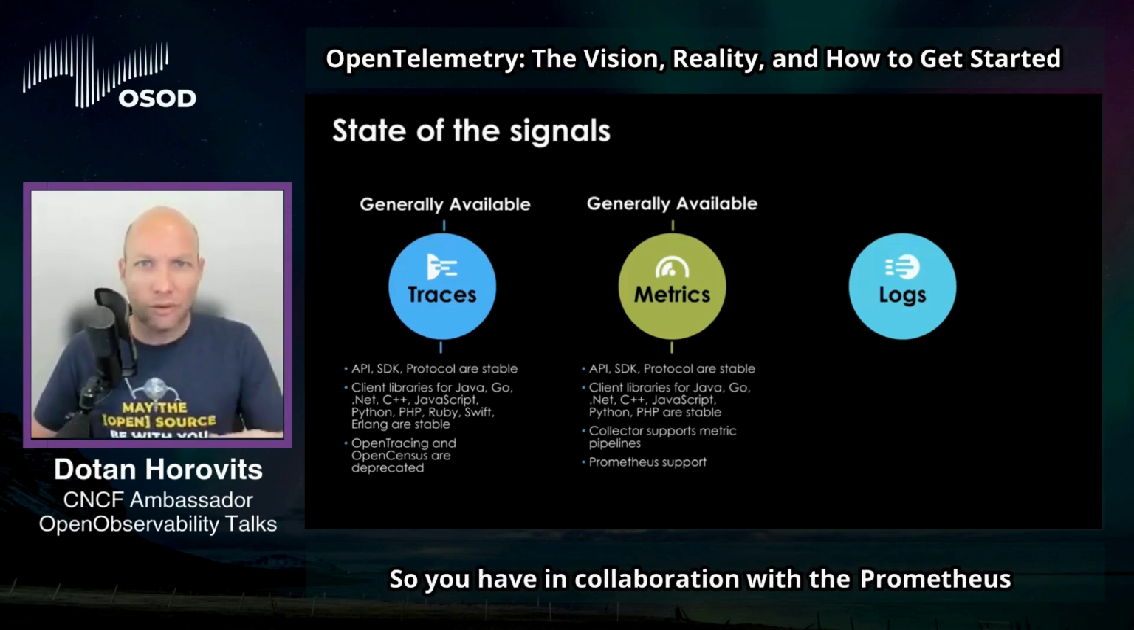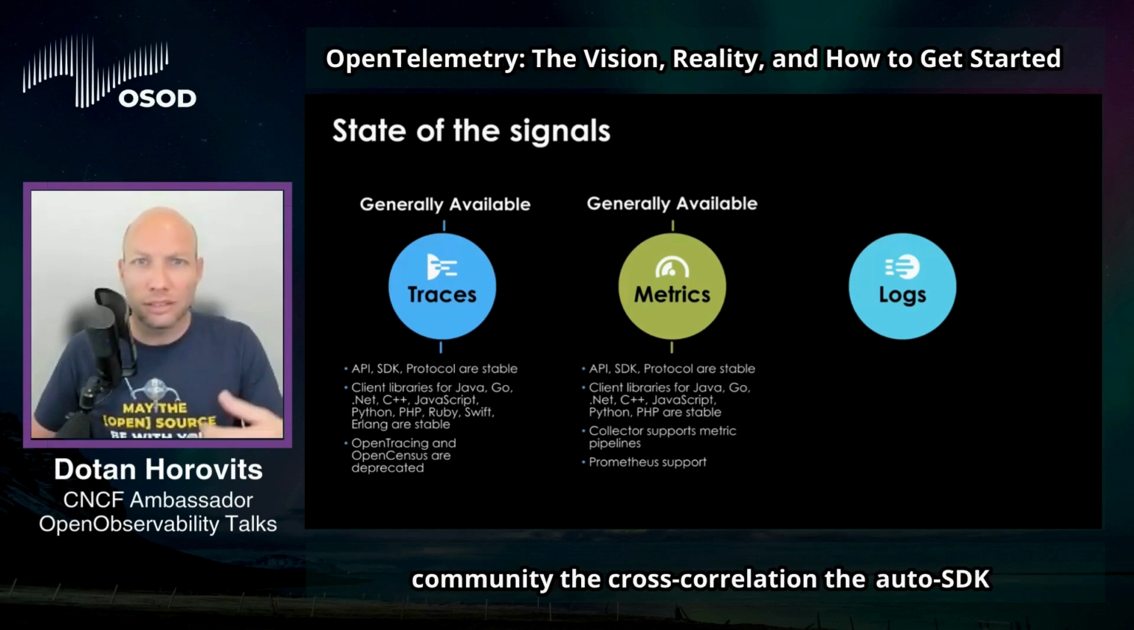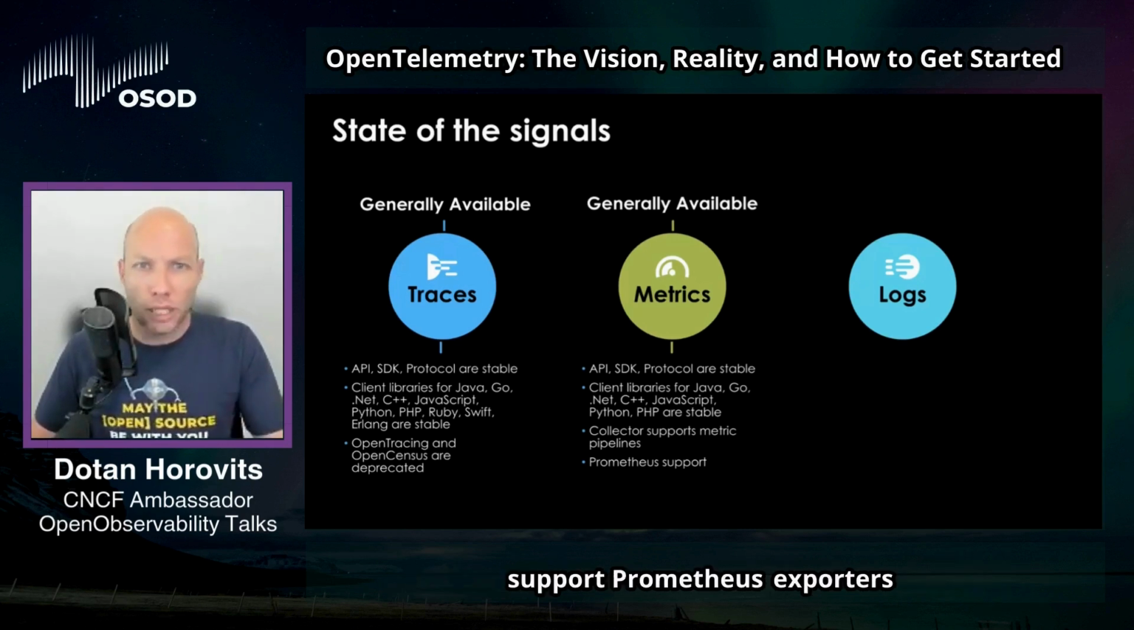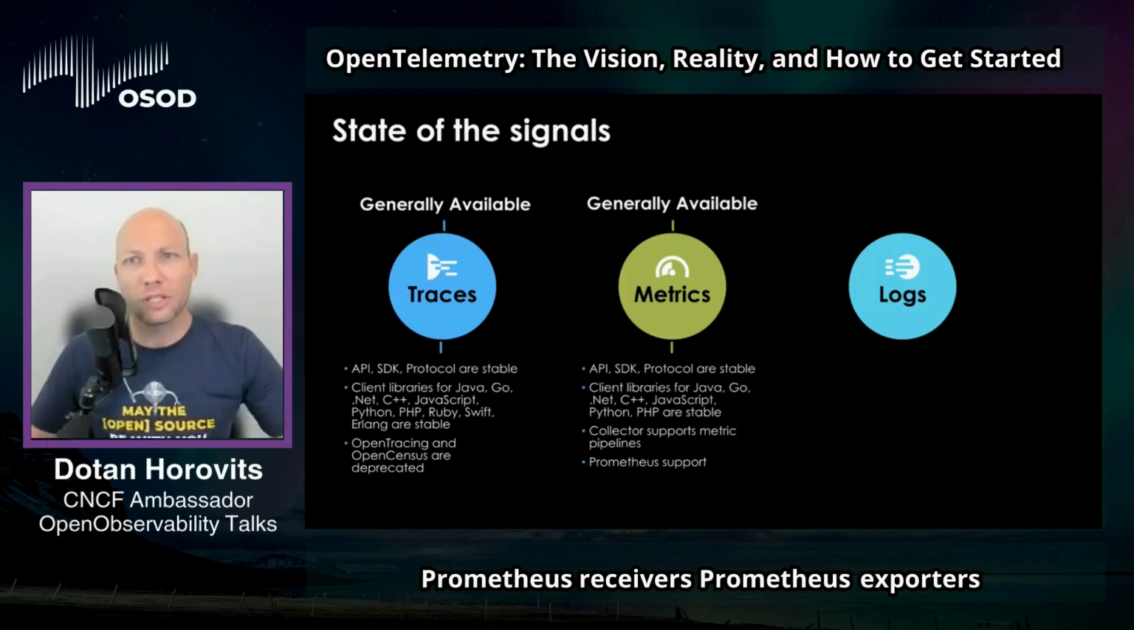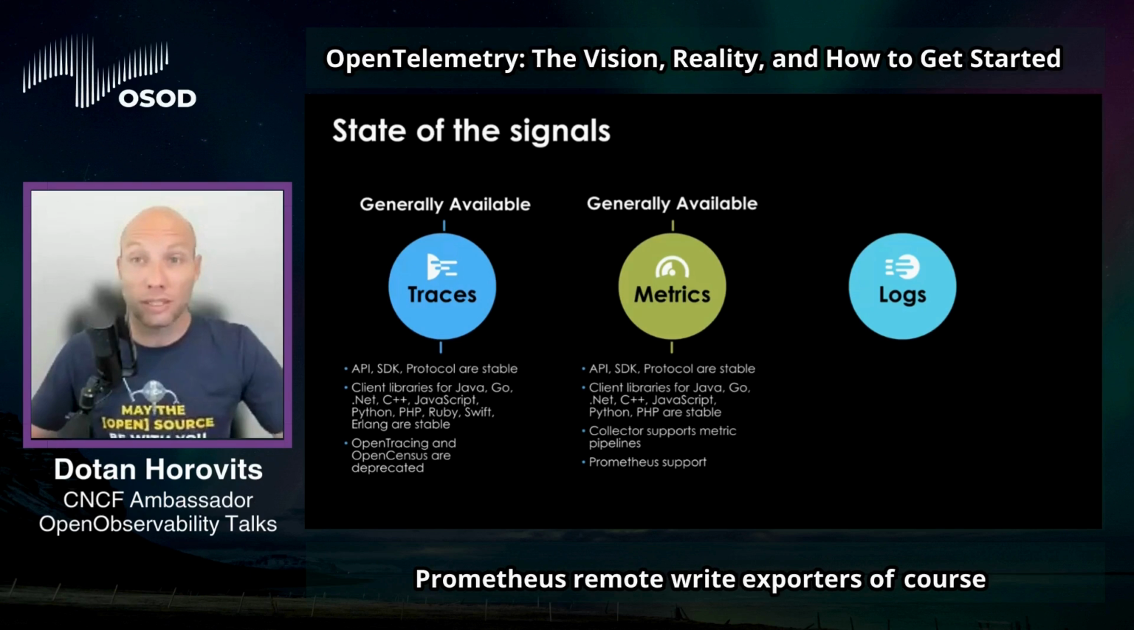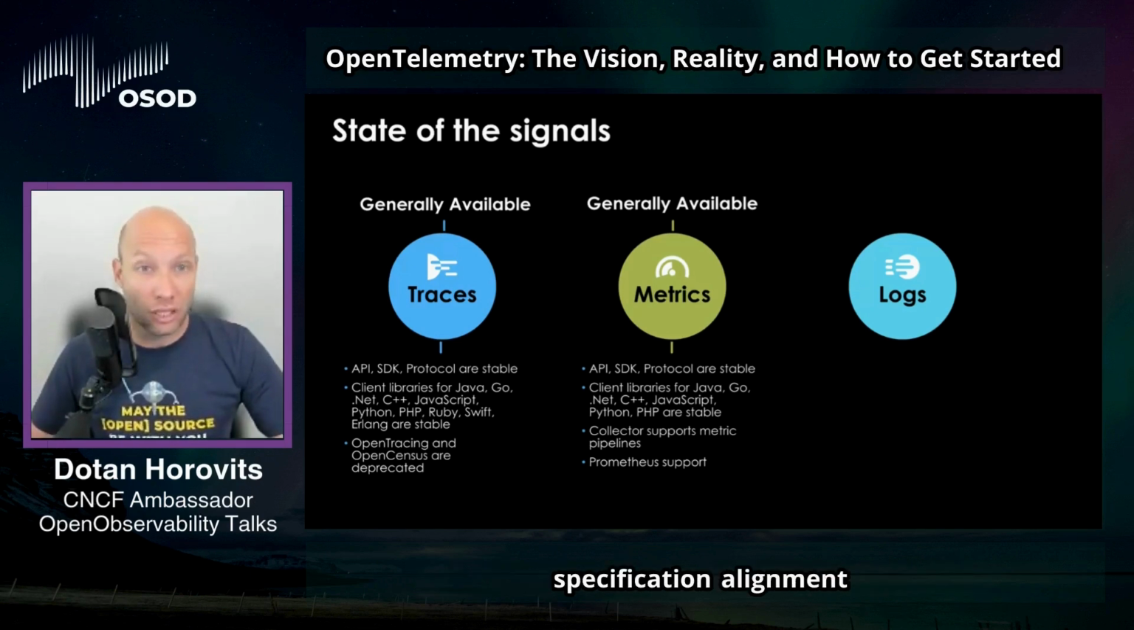So you have, in collaboration with the Prometheus community, the cross correlation: the OTel SDK supports Prometheus exporters. In the collector, you have Prometheus receivers, Prometheus exporters, Prometheus remote write exporters, of course. You have Prometheus to OTLP data model specification alignment. So this is on the metric side.